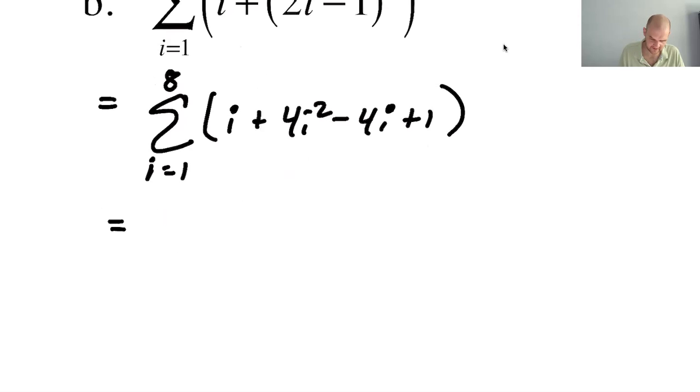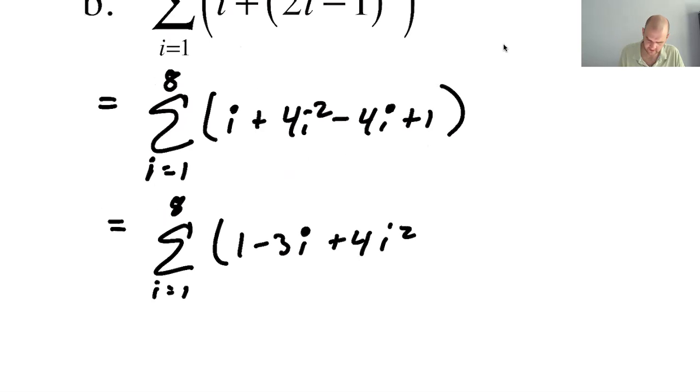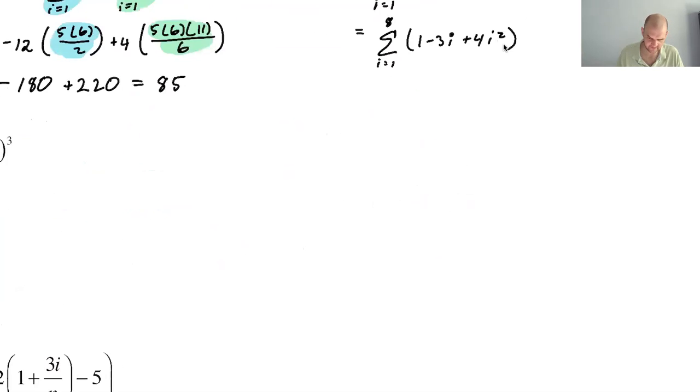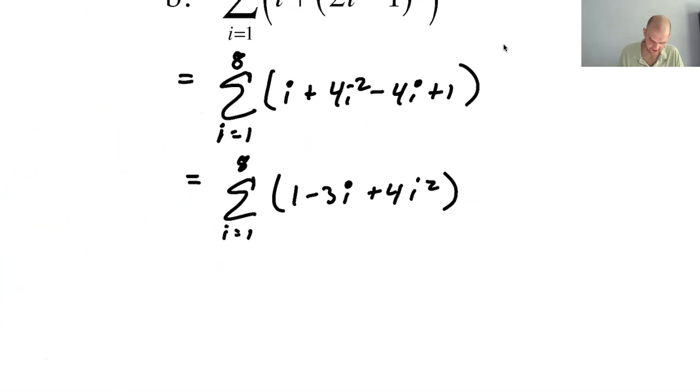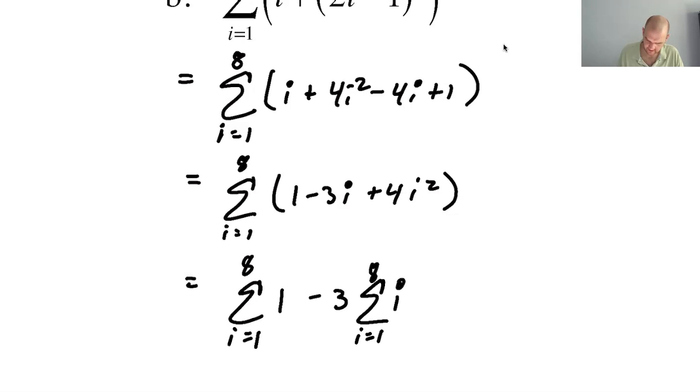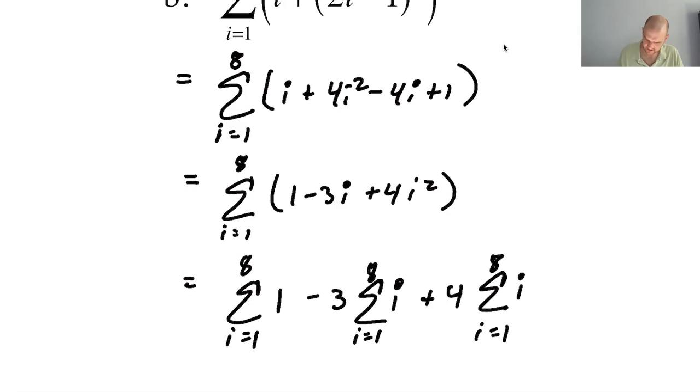Keep cleaning, clean it up until you can break it into each individual thing. So I'm going to say this is 1. I tend to go in reverse order so I can use the formulas in order of complexity, I guess. Minus 3i plus 4i squared. How much space do I have? Kind of a lot, although I don't really know why, so I don't know if I want to use it all. The sum from i equals 1 to 8 of 1, minus 3 times the sum from 1 to 8 of i, plus 4 times the sum from 1 to 8 of i squared.